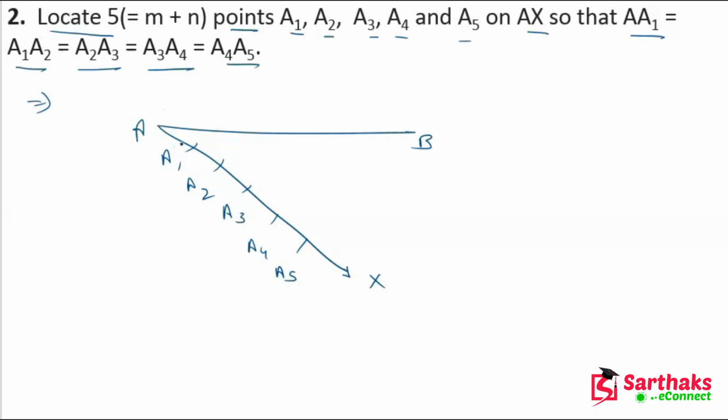You can take any units. It may be 1 unit, or 2 units. If you take 2 units, then the next point should also be 2 units away. So these are at 1 unit each. There are 5 cuts on the line AX. My dear friends, I hope you get this point. So now let's move on.